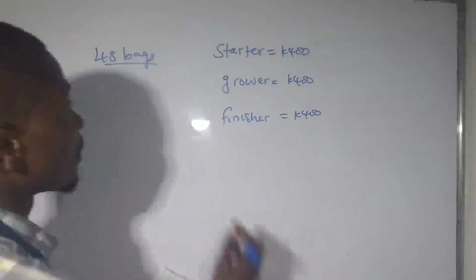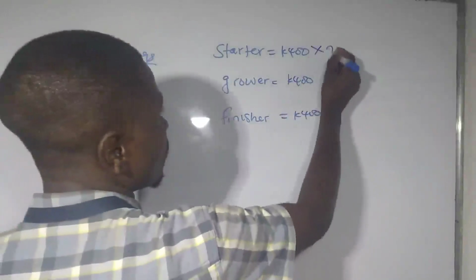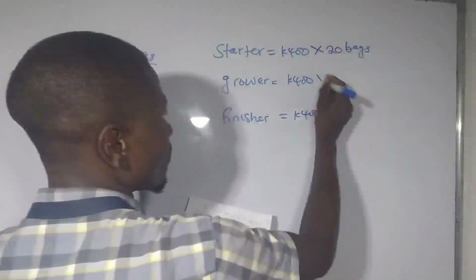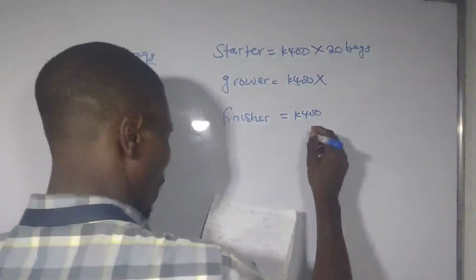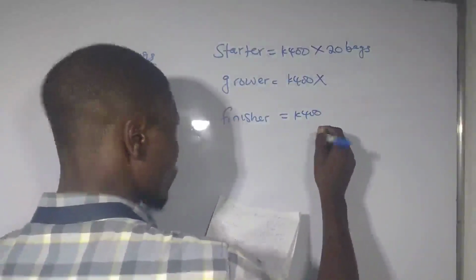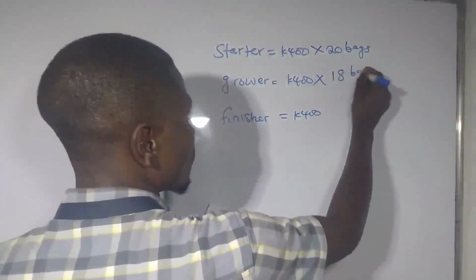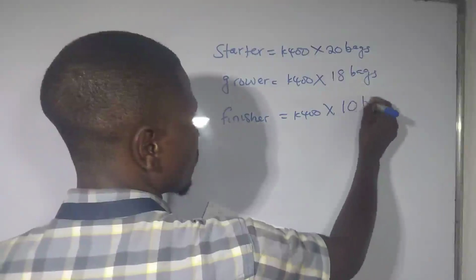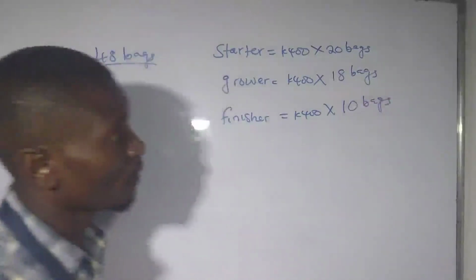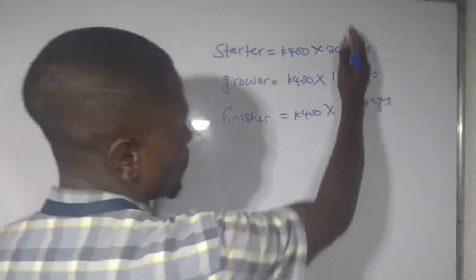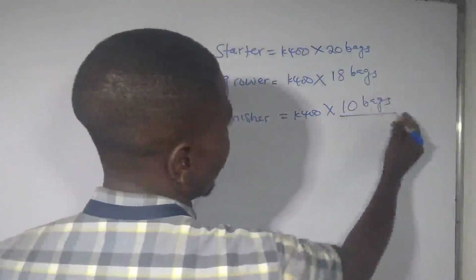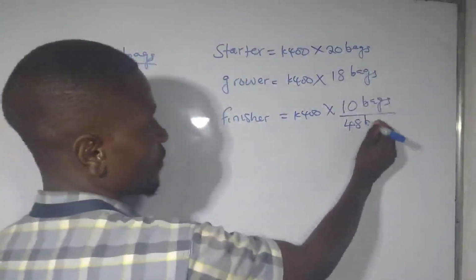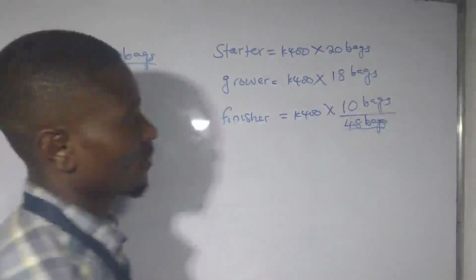that I would need 20 bags of this. I would also need 18 bags, and then I would need 10 bags. Okay, so you can check that this gives you 48. You can actually check if it gives you 48 bags. Okay.